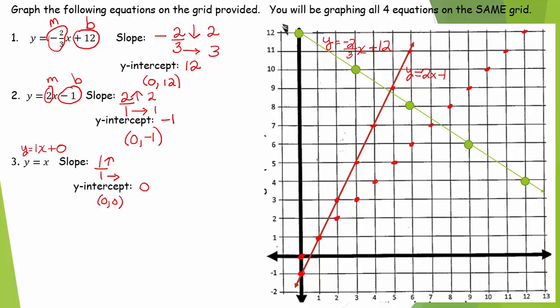We plot those points all the way across the grid till we run out of grid space. Then we draw our beautiful straight line with arrows at both ends, and we label it. So that's y equals x.